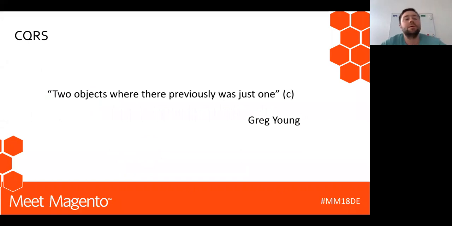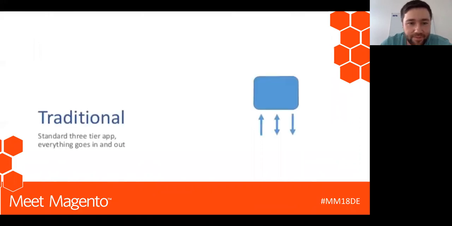What does CQRS actually mean? Referring to Greg Young, the guy who introduced the term CQRS, he mentioned that CQRS is two objects where there previously was just one. So it's very, very easy. Nothing can be simpler than that.